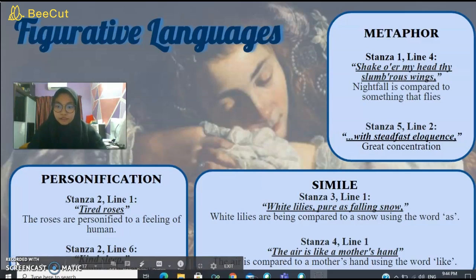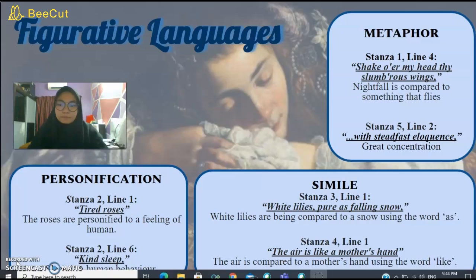First of all, personification. On the second stanza and at the first line, you can see the phrase tired roses. The roses are personified to a feeling of a human. Tired is a human behavior, and we all know that roses don't feel tired. This line presents that roses are being passionately sweet, and after a long day being exposed to a heat, it's time for the roses to take a rest and radiate their beauty.